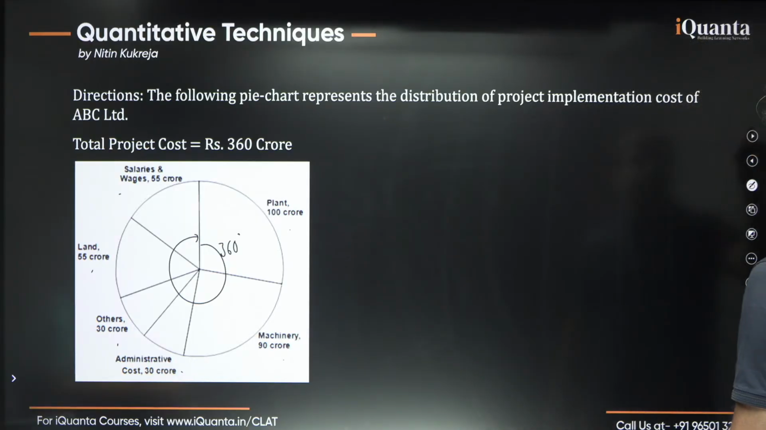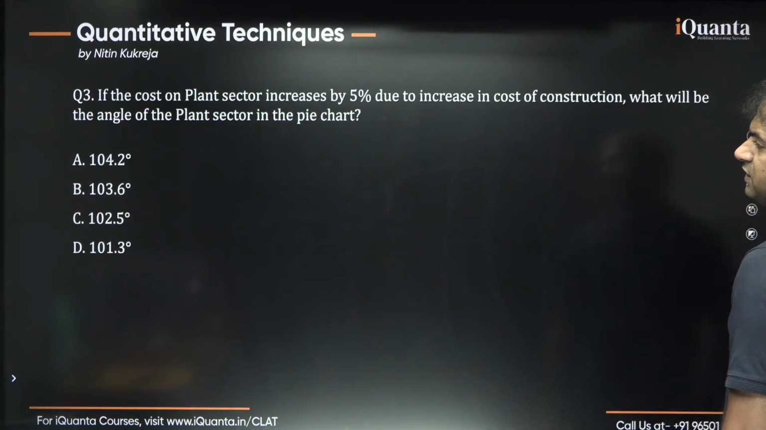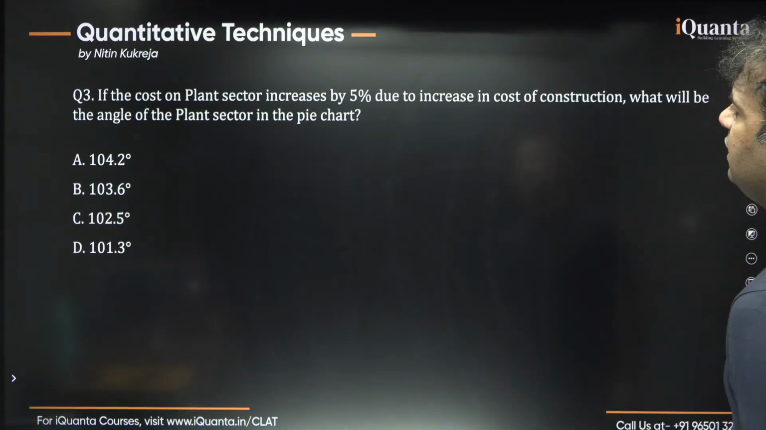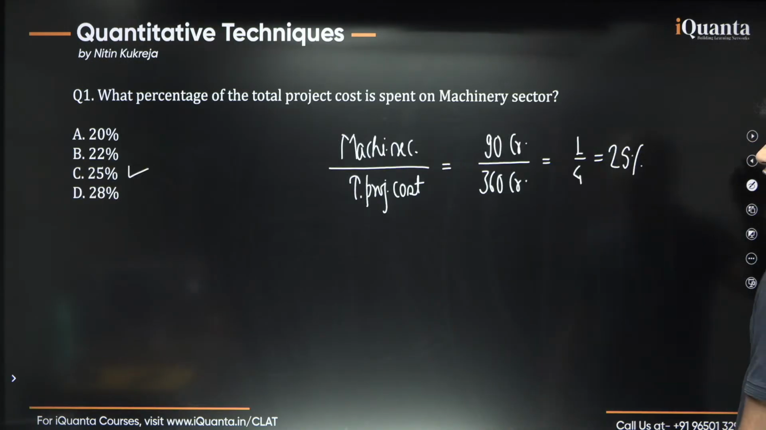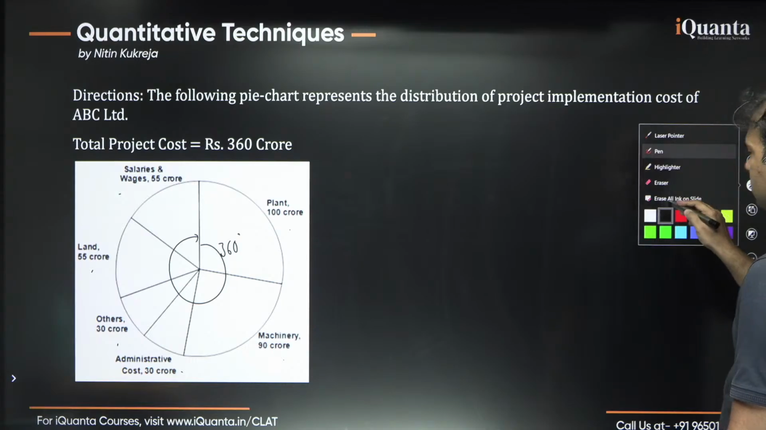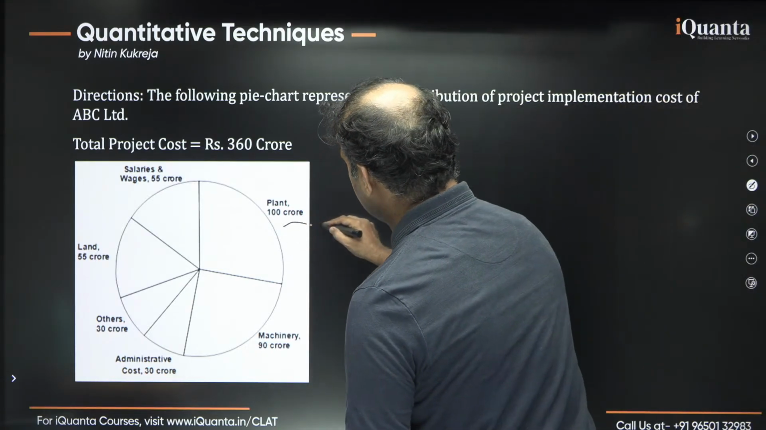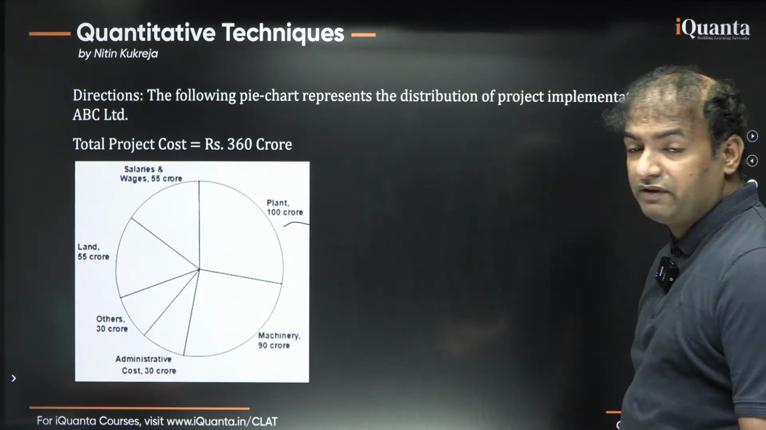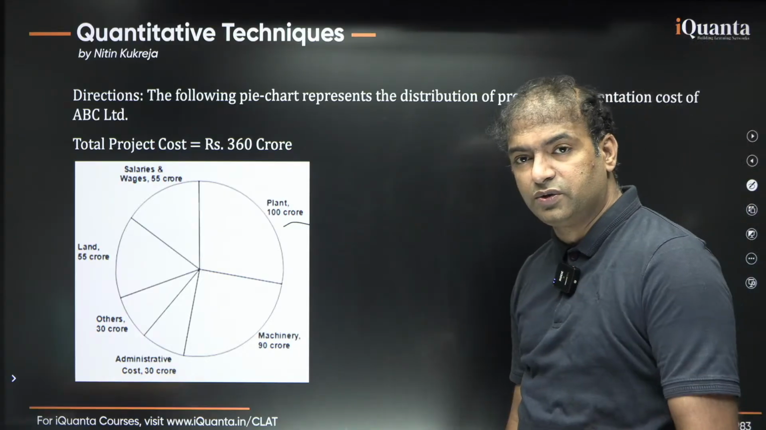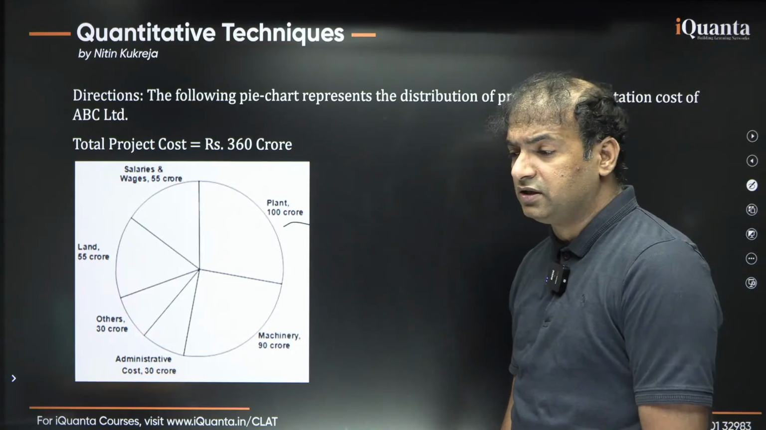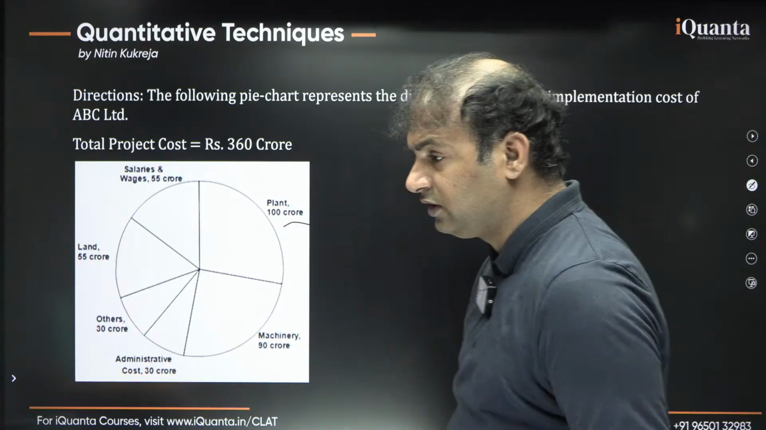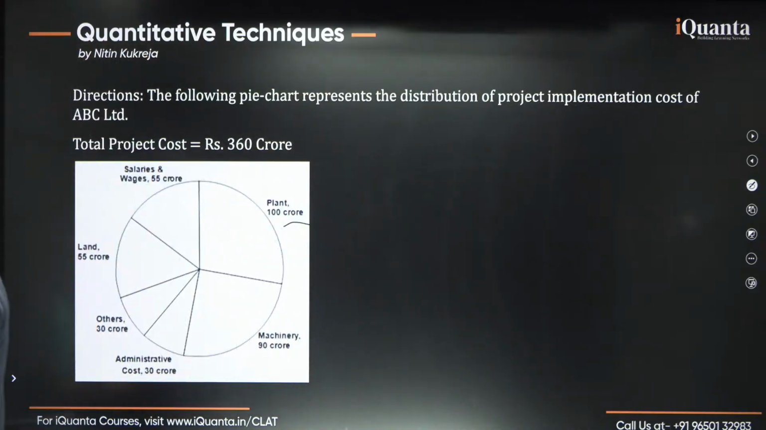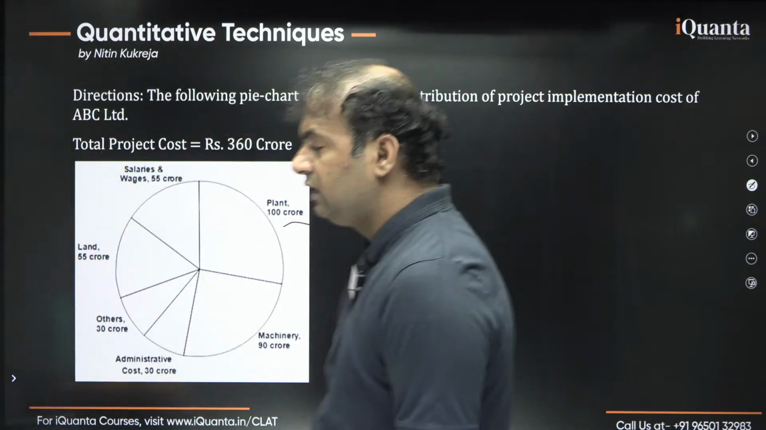All right. So in this question, they are trying to say that the cost on the plant sector increases by 5%. Look at the plant sector, it is this one. This cost is increasing by 5%. This is right now 100 crores. If it increases by 5%, this must become 105, or you can say it will increase by only 5. Simple, right? Let me write that.